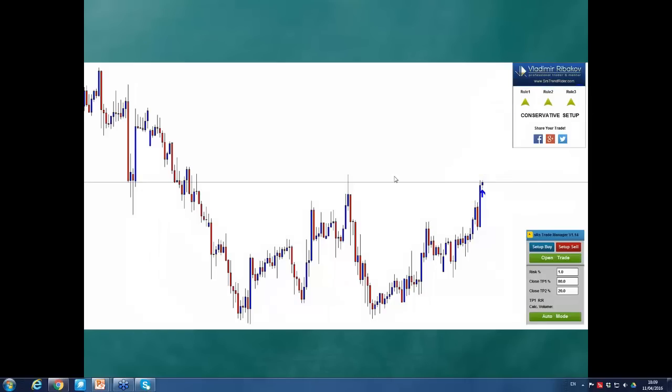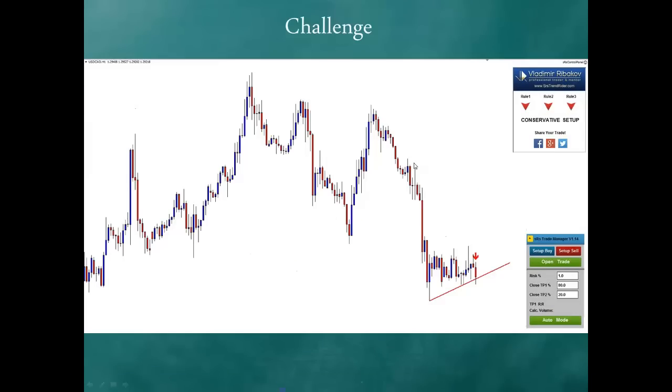Now, I wanna make a small challenge. This is a trade from today. Is that a good trade, yes or no? By the way, this trade was shared on the blog. On the blog we have a chat, I'll show you in a few minutes. This trade was shared by Mike. Mike, if you are here, thank you, by the way. Okay, is that good, yes or no?